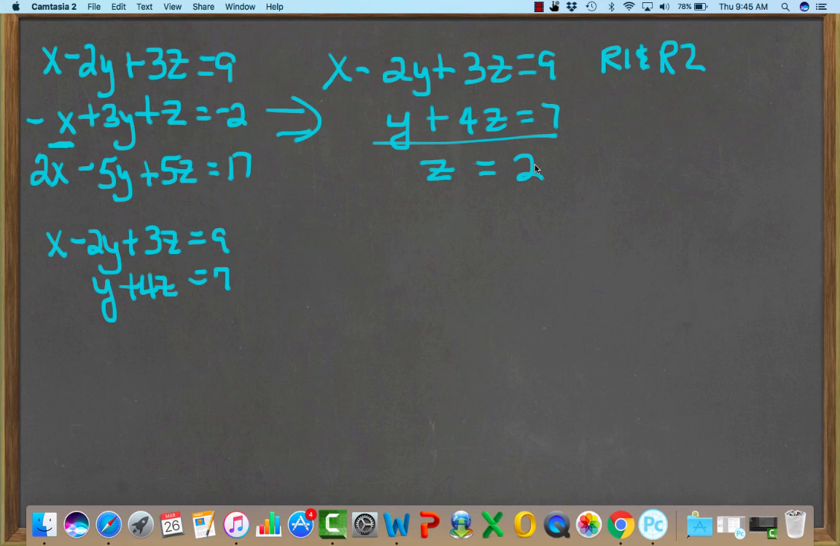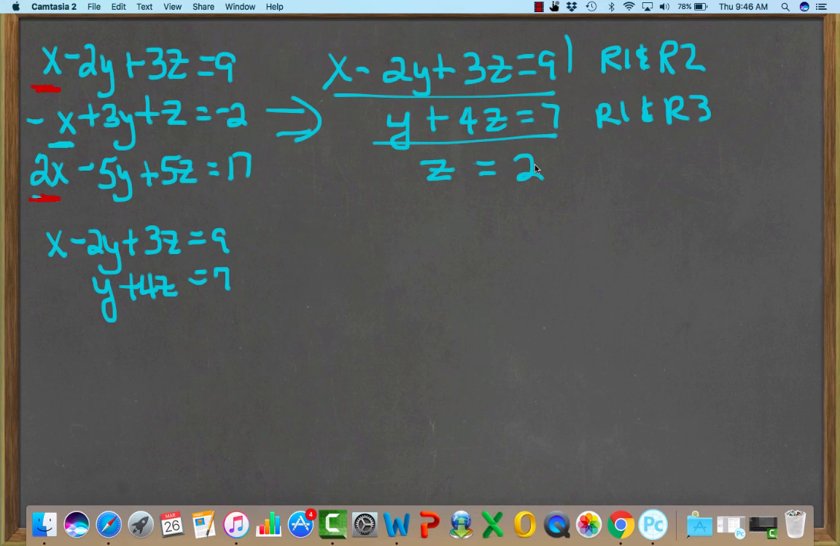Now what I'm going to need to do is take row 1 and row 3, and manipulate those till I can get rid of the x again. Well, if row 1 has an x, that's a 1x, and row 3 has a 2x, I'm going to need to multiply the first equation by negative 2, and then add it to the third one. So I'm just going to come over here on the side and do my work.